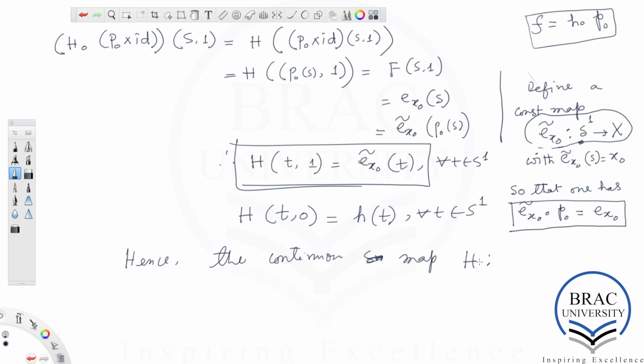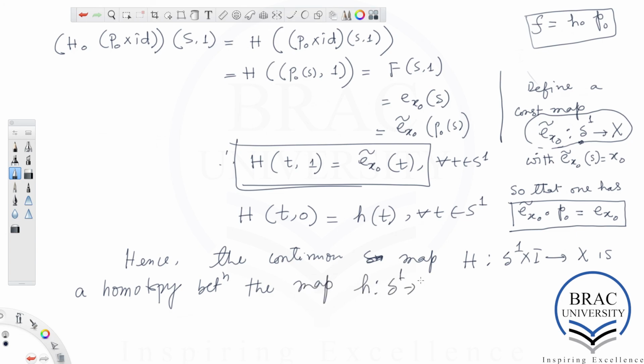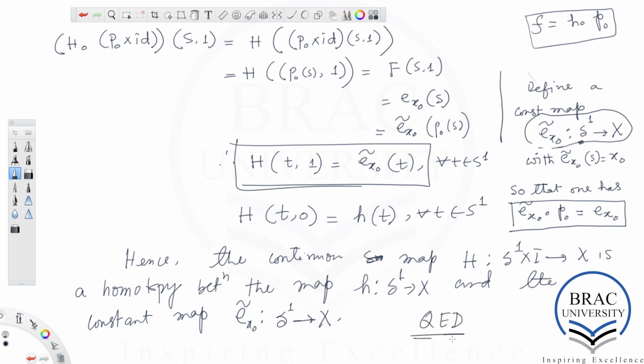So hence the continuous map H from S1 cross I to big X is indeed a homotopy between the map small h from S1 to X and the constant map E sub x0 tilde from S1 to X. So that proves that small h is null homotopic. So this way we prove that 3 implies 1. So that proves lemma 2. We're done with the proof of lemma 2.